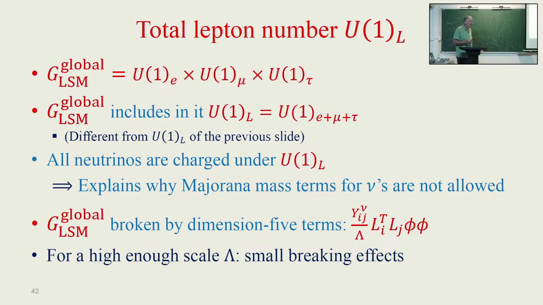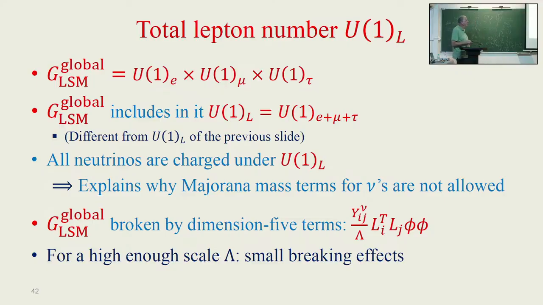There is an additional ingredient in that. That's the accidental symmetry. A subgroup of that is the sum. So electron number is the number of electrons and electron neutrinos minus the number of positrons and their antiparticles. Muon number is the number of muons and muon neutrinos minus the number of their antiparticles.